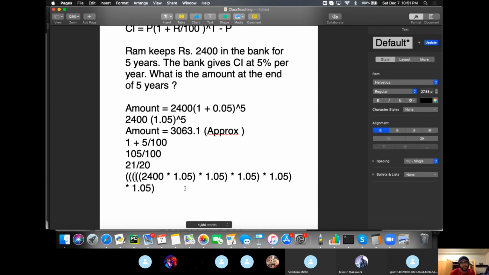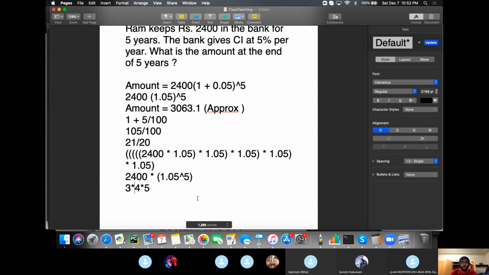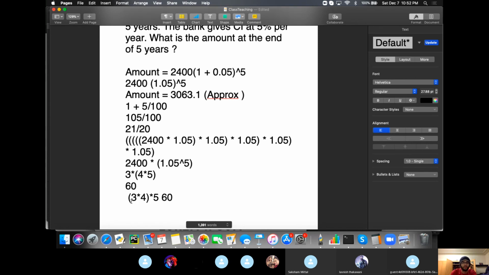But the thing with multiplication is it has associativity. It doesn't really matter which way you put the brackets. So I can actually say this is 2400 times 1.05 raised to the power 5. I can do it like this, because multiplication is associative. Associativity means it doesn't matter where you put the brackets. You can try it for any number in multiplication. 3 times 4 times 5, if it is like this, or if it is like this, they are both the same. This is 3 multiplied by 20, which would be 60. This is 12 multiplied by 5, which is also 60. Okay, it's the same thing.